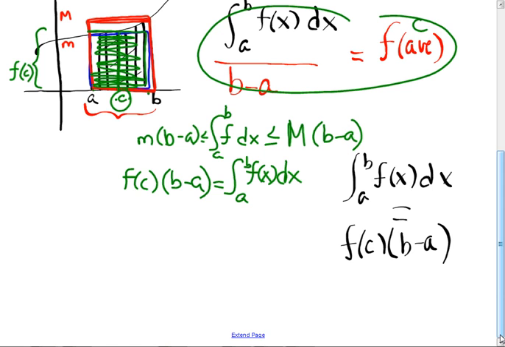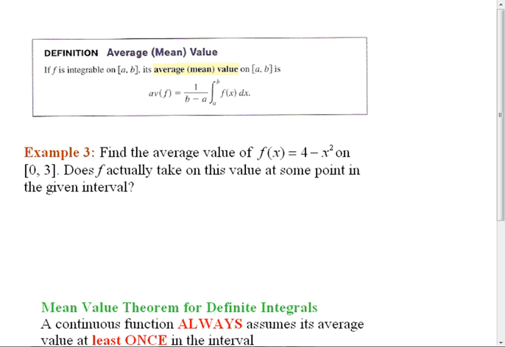Okay, yeah, let's do an example. Okay, there it is. Okay, guys, shh.